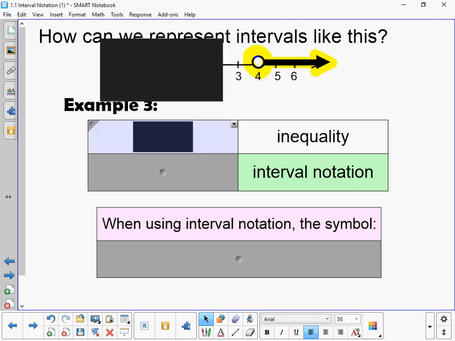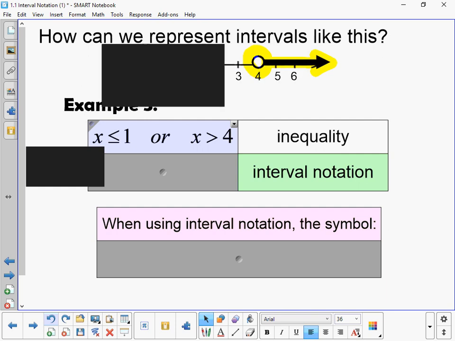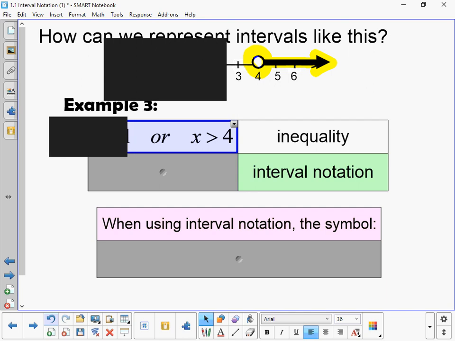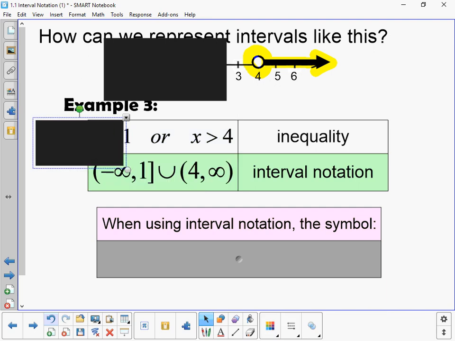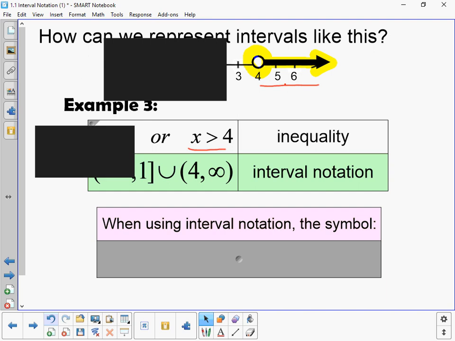The other part is showing that x could be greater than 4, and it wants to put it in the box. That's funny. There, I'll just make it bigger. So here's the picture showing x is greater than 4, and then our inequality that goes with that is that x is greater than 4. These two go together. The interval notation is the same. It's in two parts.